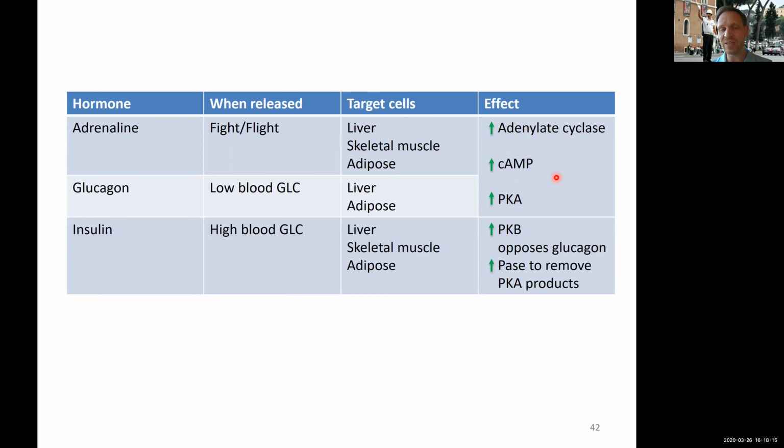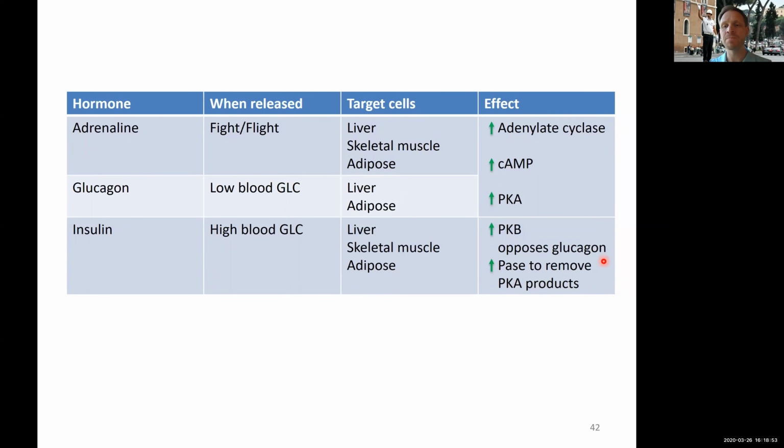The exact same cascade is occurring in response to glucagon as a hormone. This is our low blood glucose sensor, glucose gone, but it only occurs in the liver and the adipose, not in the muscle, because the muscle isn't releasing free glucose. And then opposite to that, our insulin, our feast hormone, our high blood glucose sensing hormone, is again occurring in all of these three cell types, but it works via a different protein kinase cascade via PKB, protein kinase B, and it opposes all the mechanisms that glucagon is triggering.